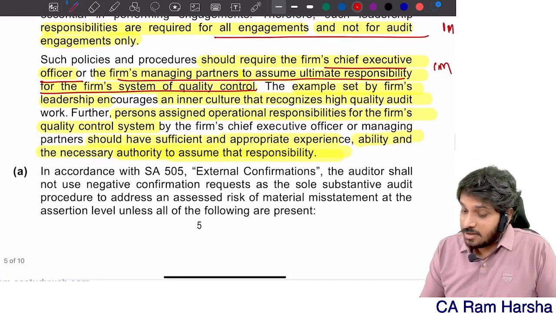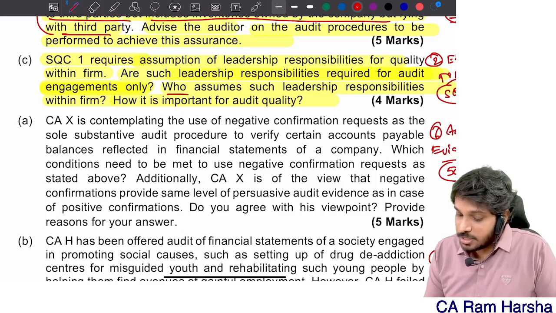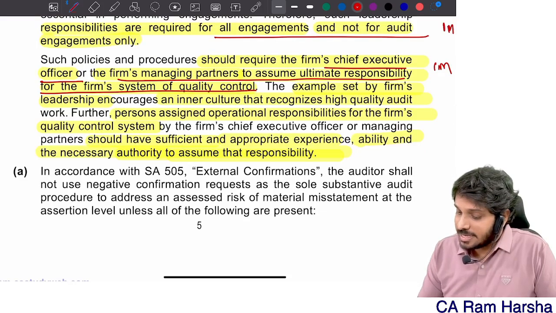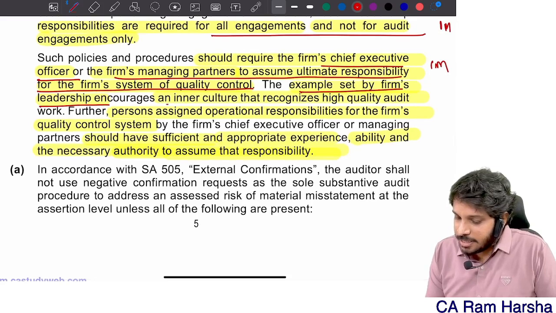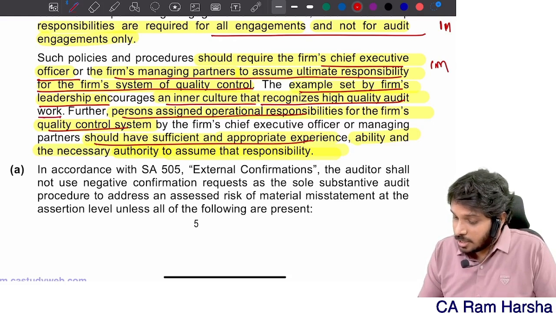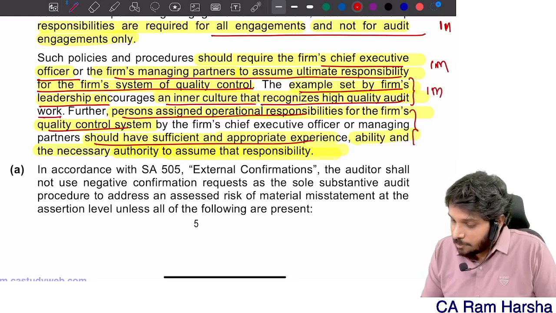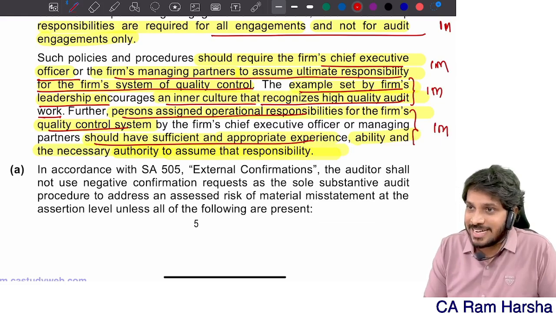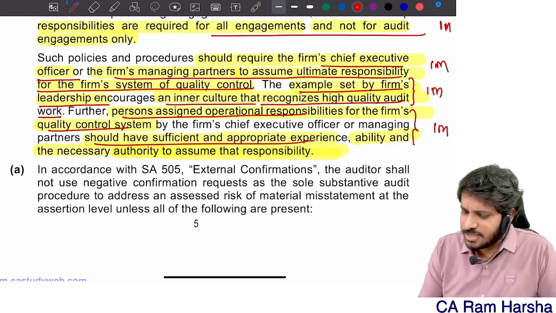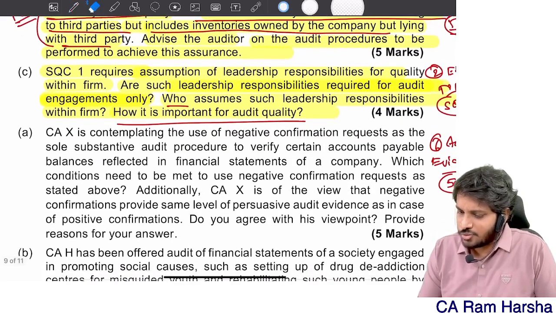Now they are asking this question also. What are they asking? Who assumes that, and how is it important for audit quality? That is another question. The example set by leadership encourages an inner culture that recognizes high quality. Further, persons assigned operational responsibility should have sufficient experience. So leadership responsibility 1 mark, operational responsibility 1 mark. 4 marks will be allocated like this.